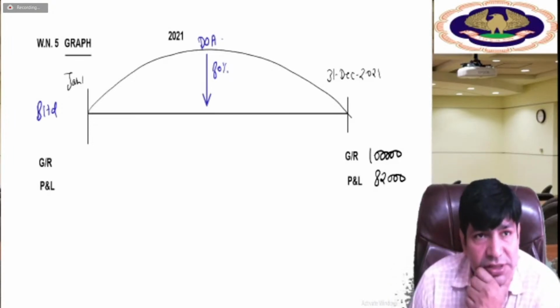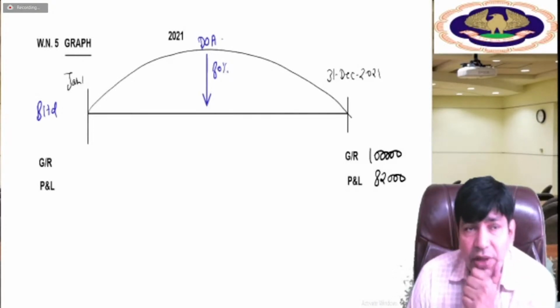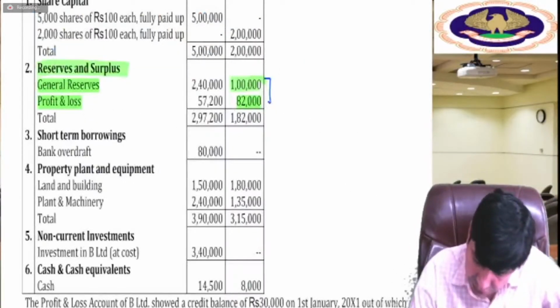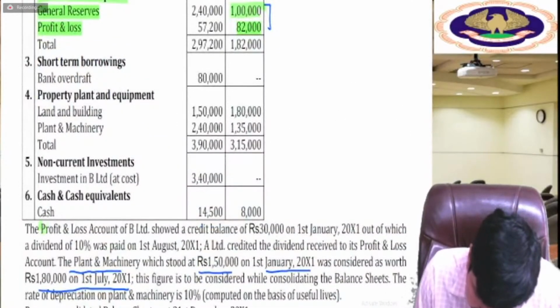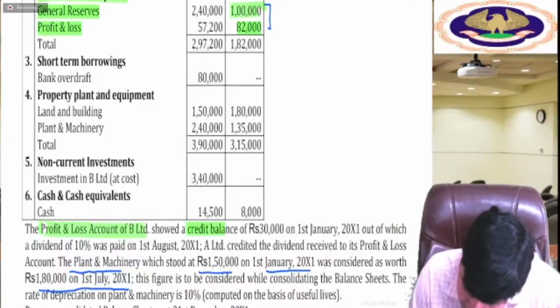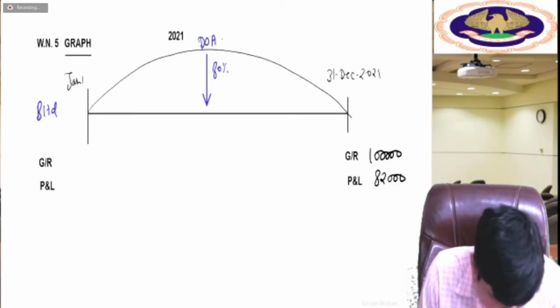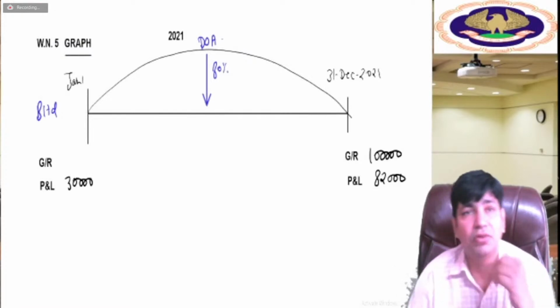Can I also mention this in the analysis of profit? Yes, but we should wait first. The question is also giving you some more information. It gives the profit and loss account balance of B Limited, showing a credit balance, the positive figure of rupees 30,000 on January 1st, 2021. So in the P&L account you are having 30,000. At the beginning of the year, there was a 30,000 credit balance in the P&L account.